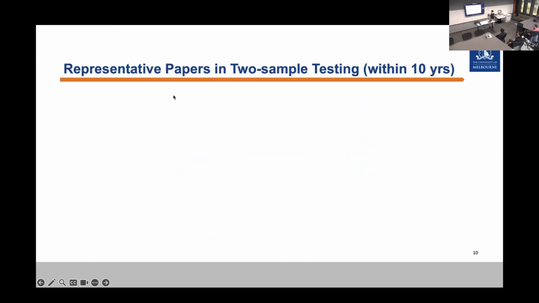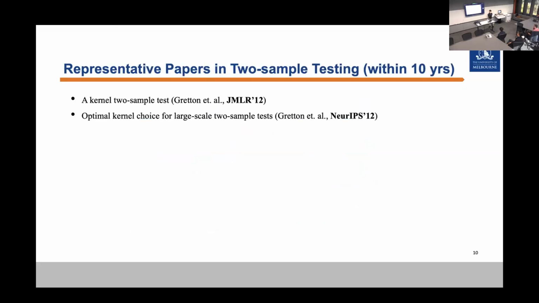Okay, and then we can quickly go through the representative papers in the two-sample testing field. In 2012, Gretton proposed a kernel two-sample test. It's the first time we could consider two-sample testing on very high dimensional data instead of just one-dimensional data. Well-known two-sample tests like the KS test mainly focus on the one-dimensional case, and the kernel two-sample test lets us consider more complex scenarios. In the same year, they proposed how to choose the best kernel for two-sample testing. And then Wittawat proposed interpretable distribution features in 2016, so we can know which feature is more important for seeing the difference between two distributions.